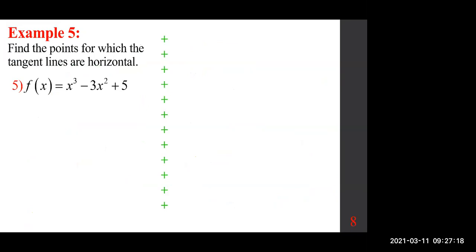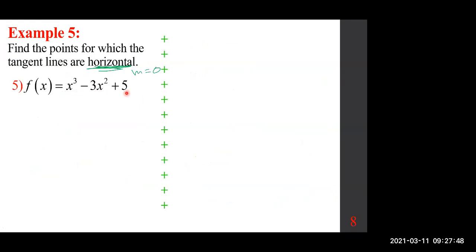We want to find the points for which the tangent lines are horizontal. I hope you remember horizontal lines have slope equal to 0. So all you have to do is find the derivative, which represents infinitely many slopes, and set it equal to 0. This is a simple task.